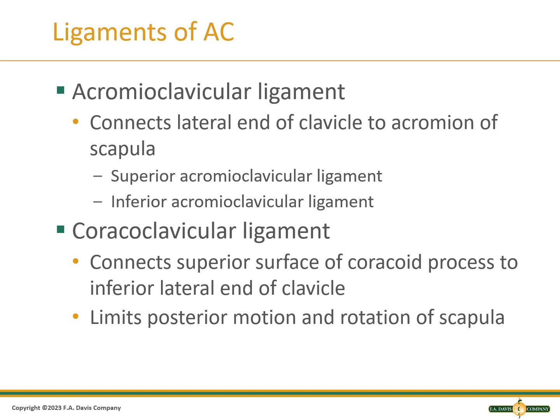We've got the superior acromioclavicular ligament and the inferior acromioclavicular ligament, which run where they are directionally placed. So the superior is going to be located on the superior aspect of the joint. The inferior is going to be located on the inferior aspect of the joint. Then we have our coracoclavicular ligament, coraco being our coracoid process and clavicular being clavicle, so running from the superior surface of the coracoid process to the inferior lateral end of the clavicle, and this ligament helps to limit posterior motion and rotation of the scapula.